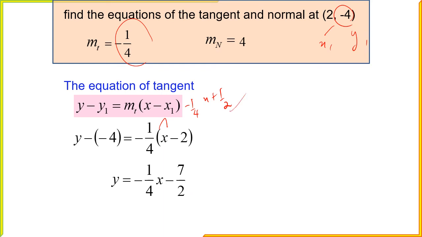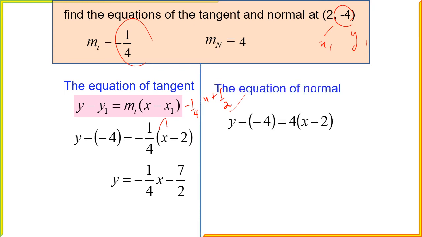Okay, so for the equation of the normal, y minus y1 equal to mn of x minus x1. So y1 is negative 4, the gradient of the normal is 4 and the value of x1 is equal to 2. So what we have here is y plus 4 equal to 4x minus 8. So y equal to 4x minus 12. So this is the equation of the normal, and this is the equation of the tangent. So done.